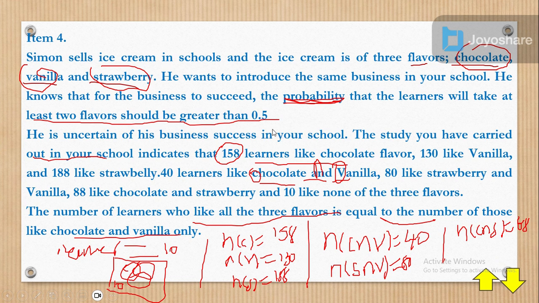Take note. Here they can even say that if the chance of a student taking at least 2 of the flavors is 50%, they can as well bring this as a percentage. Whenever it says a percentage in the set number, just know you are going to deal with a probability. They can write this one as 50%. So whenever you see a percentage in a set number, just know it's about probability.